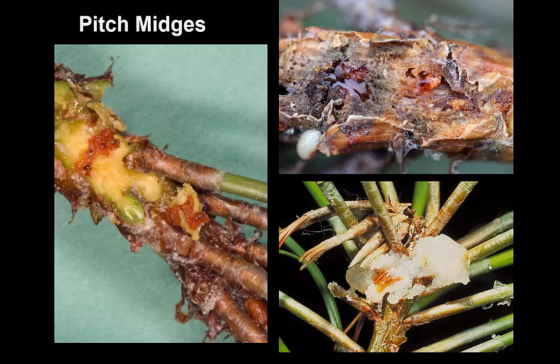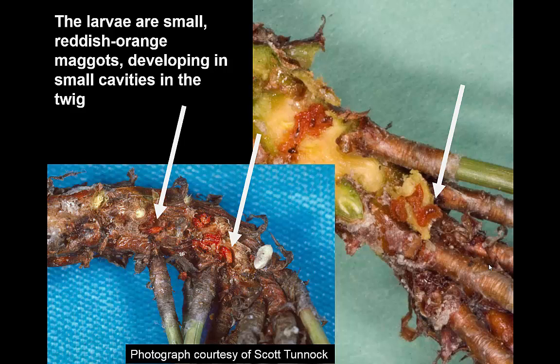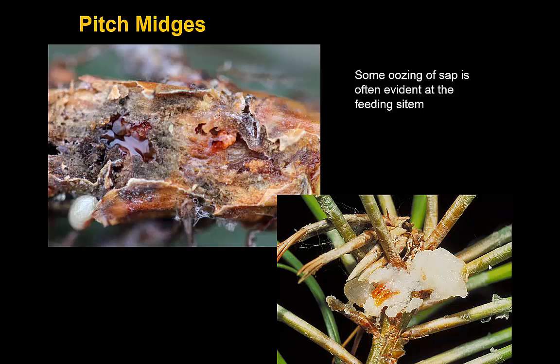They excavate small little cavities in the terminal. There's usually a lot of ooze at the point. So there's the larvae right there, reddish orange maggots developing in small cavities in the twig, and again, oozing often results from this. Fairly difficult to detect because these are so small and soft-bodied that the larvae may be easily broken or punctured as you try to poke around to see what you have. But they could be one of the symptoms that would be associated with a dying terminal. Certainly something to look for.